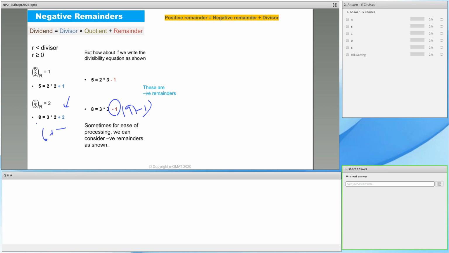Now the question is, I told you that negative remainder is purely work in process. It's never the final answer. So the question you should ask is, how do you convert a negative remainder to a positive remainder? The answer is right here. Let me also explain the logic behind that. All right.